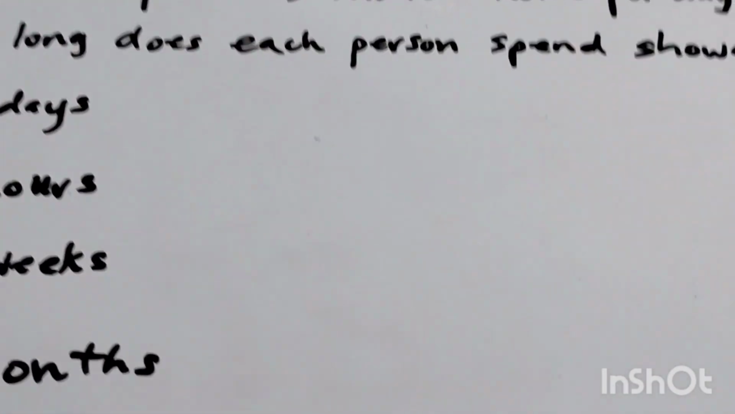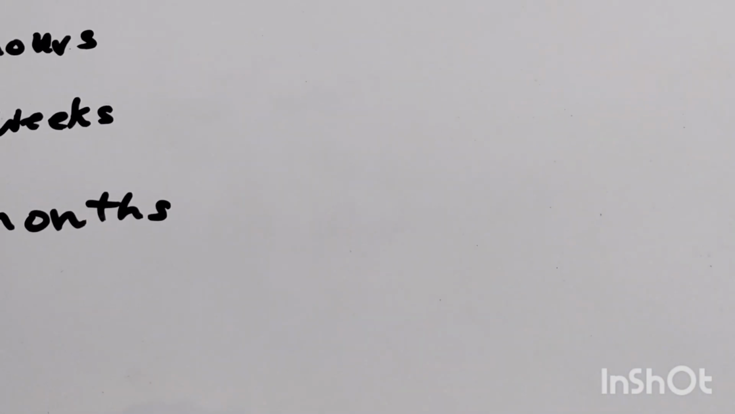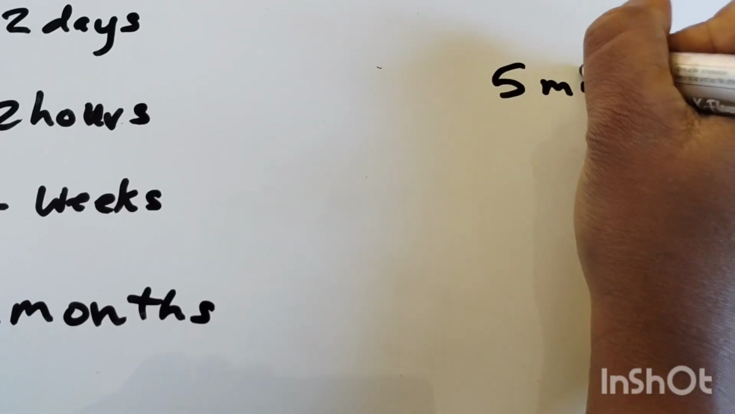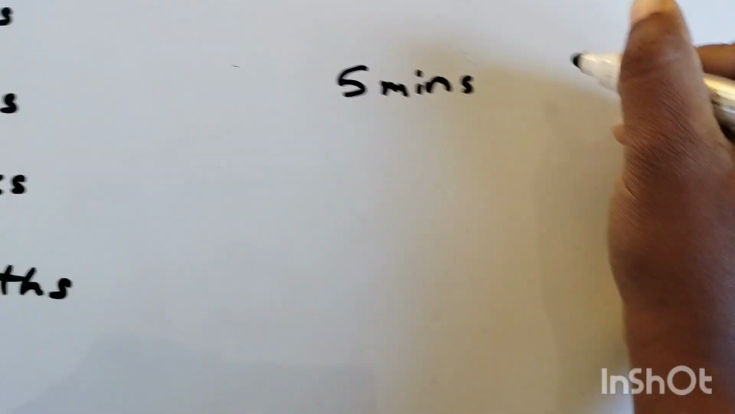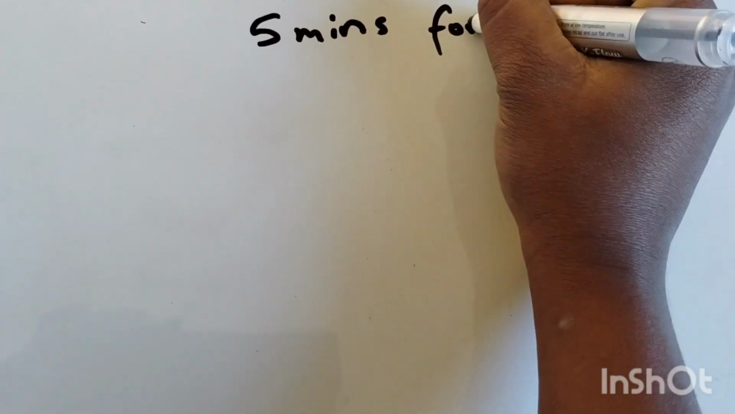Again, the question is, if it takes 5 minutes for an individual to shower, each person showers twice per day, approximately how long does each person spend showering in a year? 2 days, 2 hours, 2 weeks, 2 months.